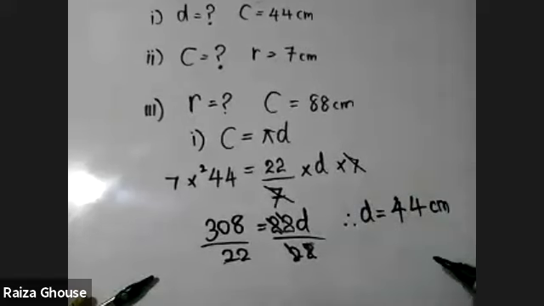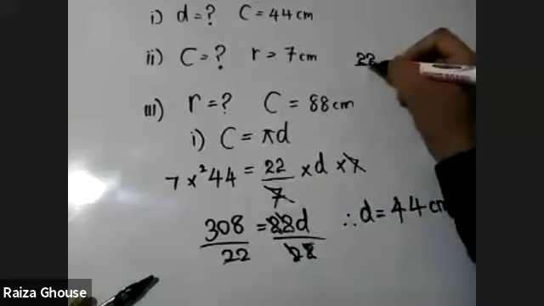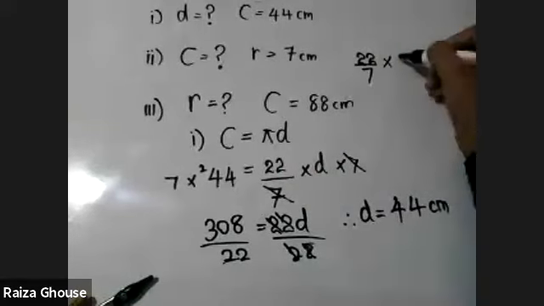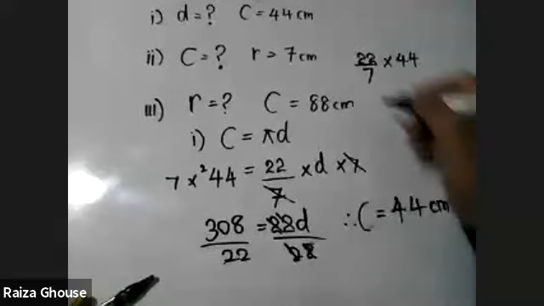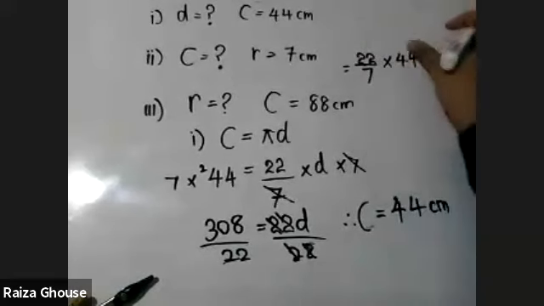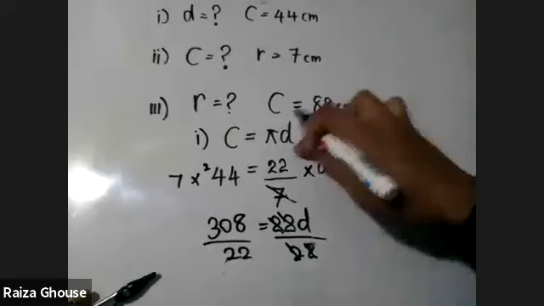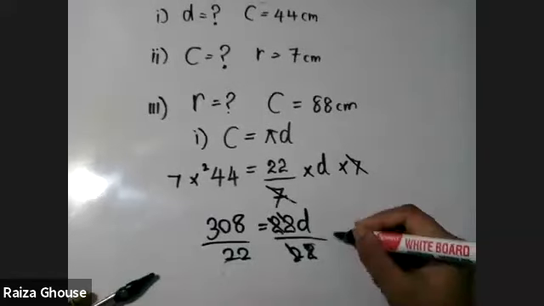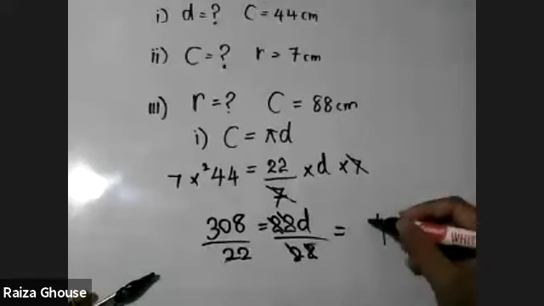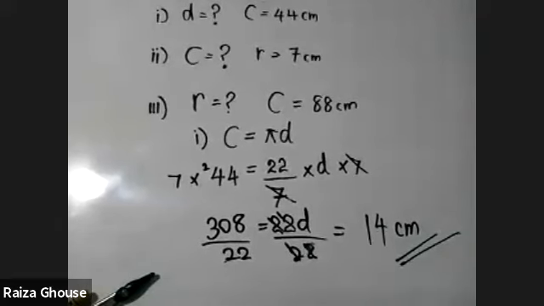You can check your answer, children. 22/7 multiplied by, here see I'm checking that. 22/7 multiplied by diameter 44. Oh, sorry, circumference. Circumference 44. Oh, wait. 22d. Divide it. You're not getting 44. You're getting 14, right? 14 centimeters.